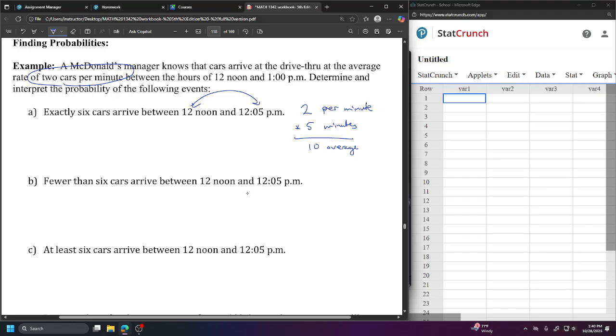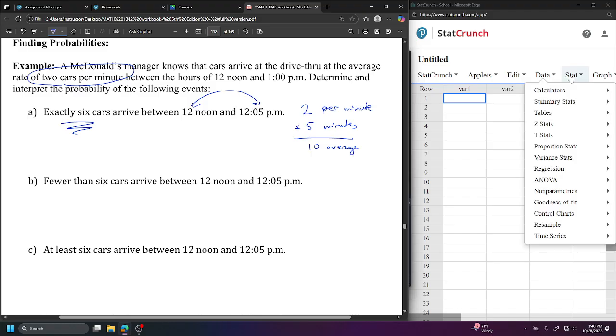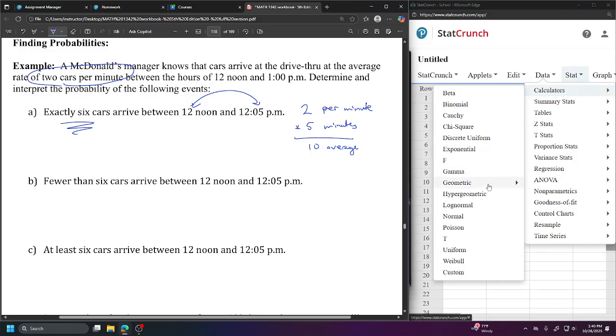They say, what's the probability of exactly 6? That's less than the average. So what's the probability of that happening? Well, we're definitely going to go to StatCrunch here in a second, okay? Let me show you what to do here. I'm going to go Stat, Calculator, Poisson. I'm going to check my audio. I want to make sure it's still good. Yep, we're good.